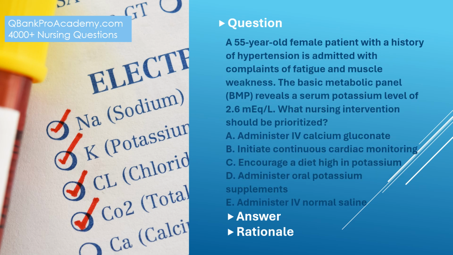Question. A 55-year-old female patient with a history of hypertension is admitted with complaints of fatigue and muscle weakness. The basic metabolic panel, BMP, reveals a serum potassium level of 2.6 mg/L. What nursing intervention should be prioritized?